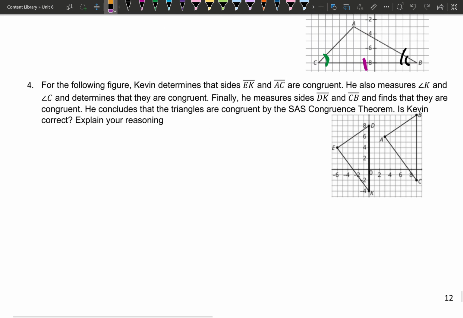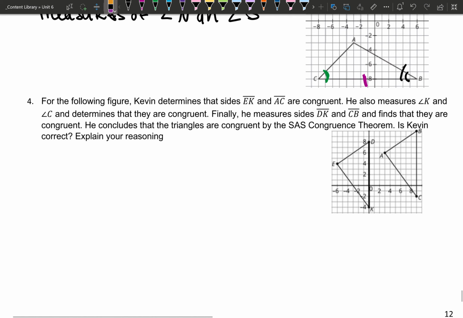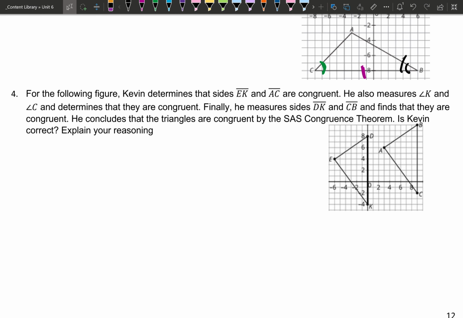Anyways, onwards we go to number 4. I think that's our last one for today. For the following figure, Kevin determines that EK and AC are congruent. Let's mark it. EK, AC. He also measures angle K and angle C and finds out that they're congruent. Good. Angle K, angle C. Finally, he measures DK and CB and finds that they are congruent. He says that now it's congruent by side, angle, side.